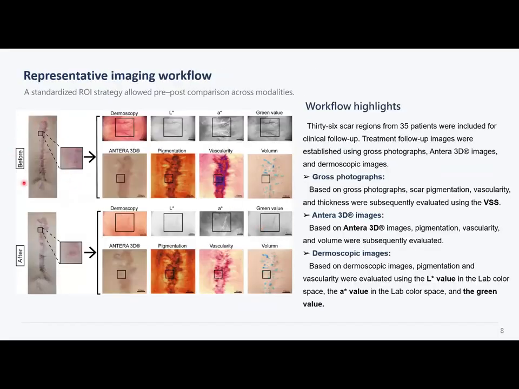So this is one of the hypertrophic scars. I'm sorry, because we have more hypertrophic scars than keloids in pediatric patients. So this is just a sample. Here we can see the dermoscopy, and here the 3D. We have the pigmentation, vascular, and volume. Why do we just use 3 parameters? Because this is more competitive, and also there are some significant differences.